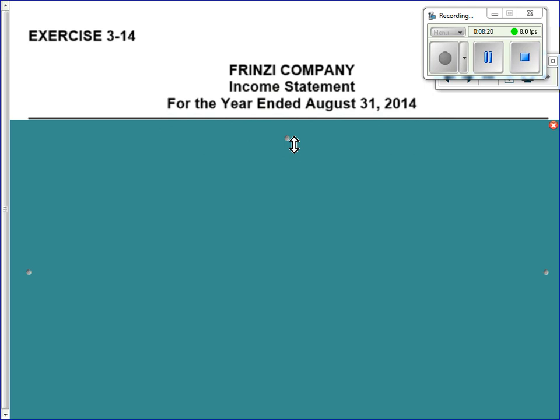Okay, I'm on page 141. It says the adjusted trial balance for Frenzy is given. So it's the one above. Do you see the Frenzy one that we analyzed before for 313? Now we're actually going to make financial statements based on what's up there.